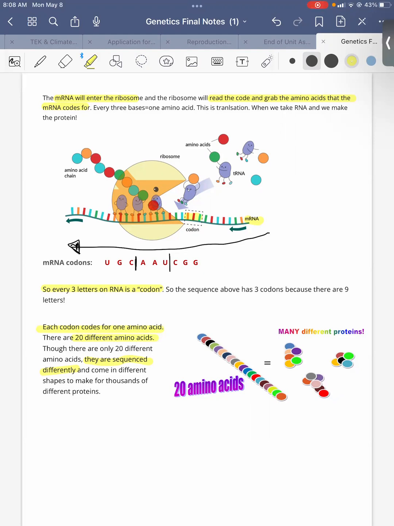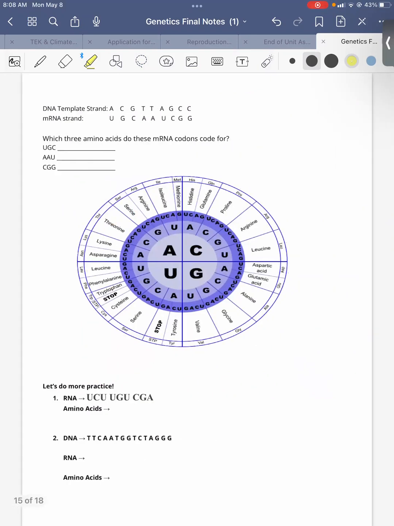So if you had different types of Legos in different colors, and you had 20 of them, you would take those 20 and put them in different orders, right? And build different things and different looking structures with that. It's the same thing. Okay, so let's actually practice translation.